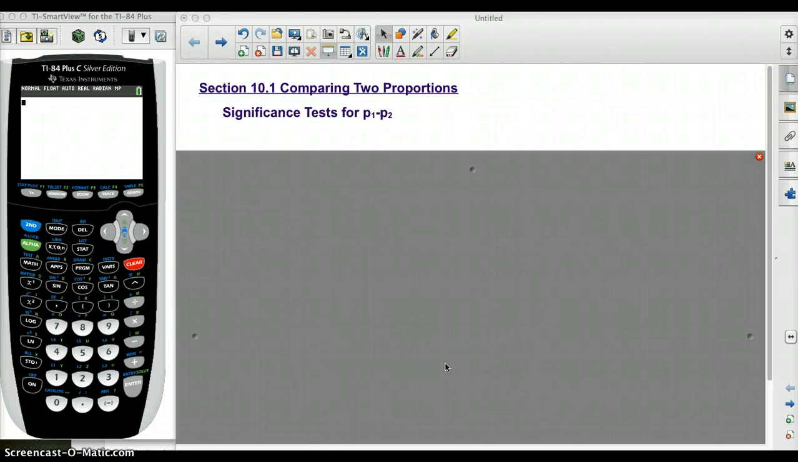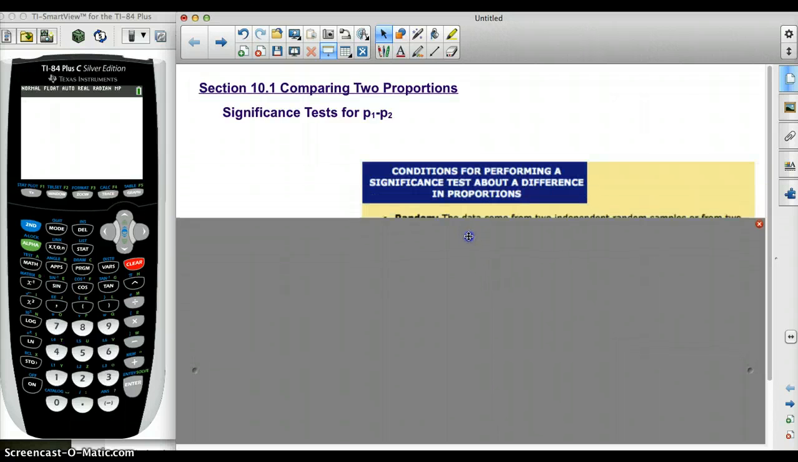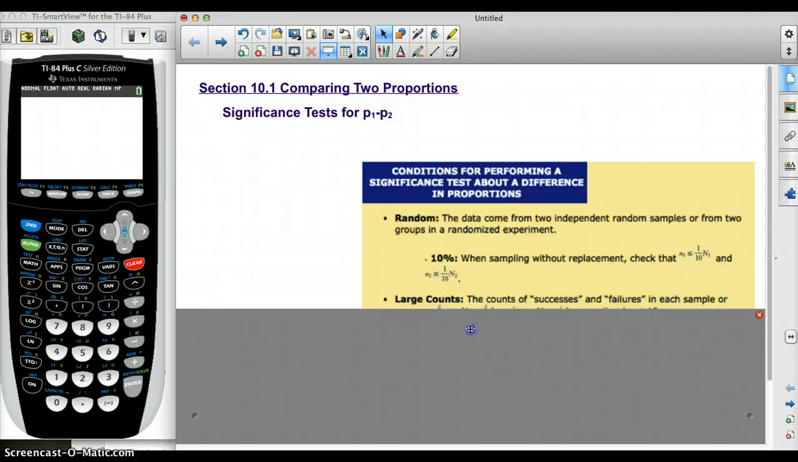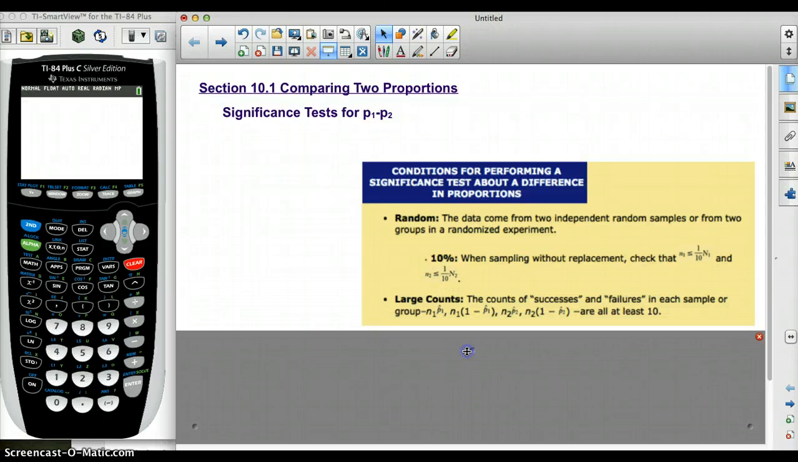Okay, so what about doing significant tests for the difference of two proportions? Just like when we were doing the intervals, we also have to have our conditions for performing a significant test about a difference in proportions.